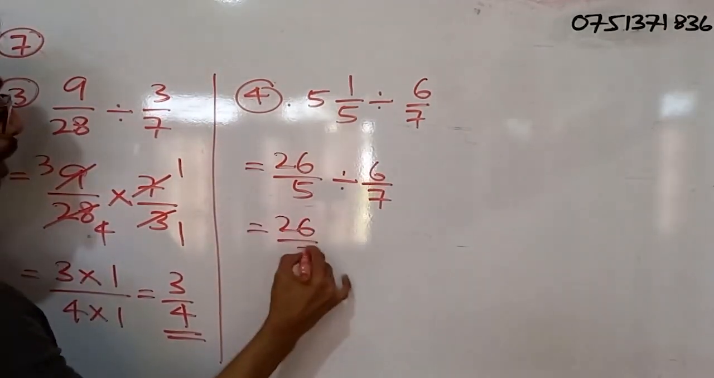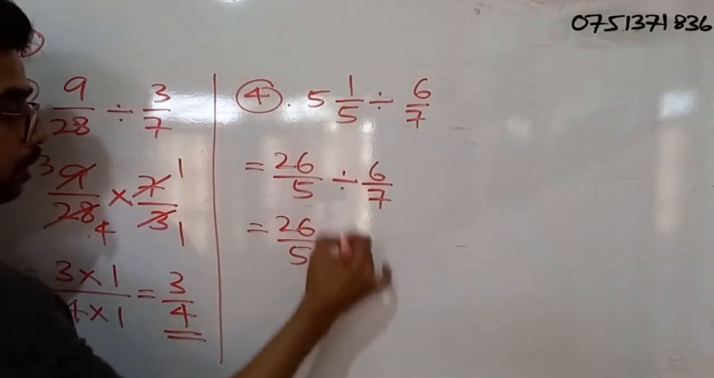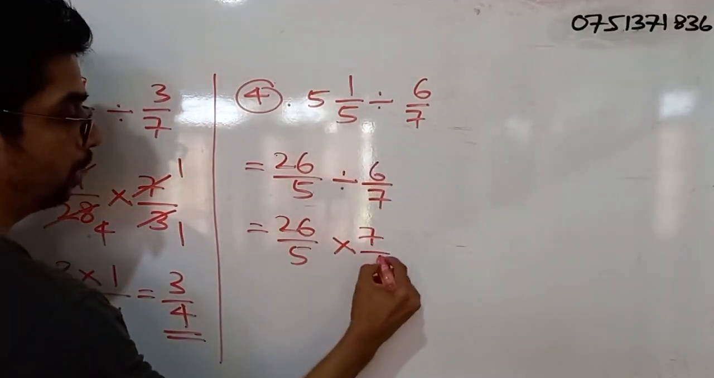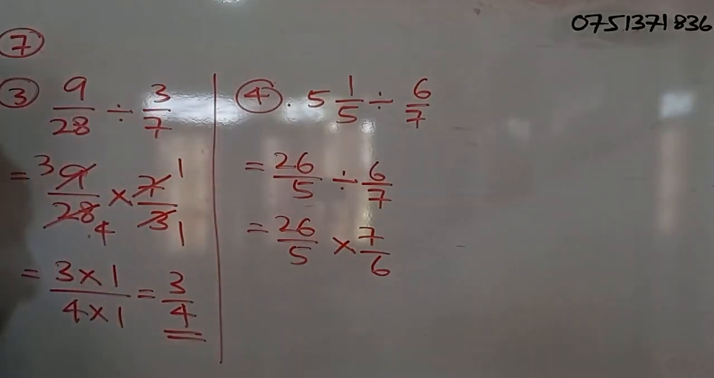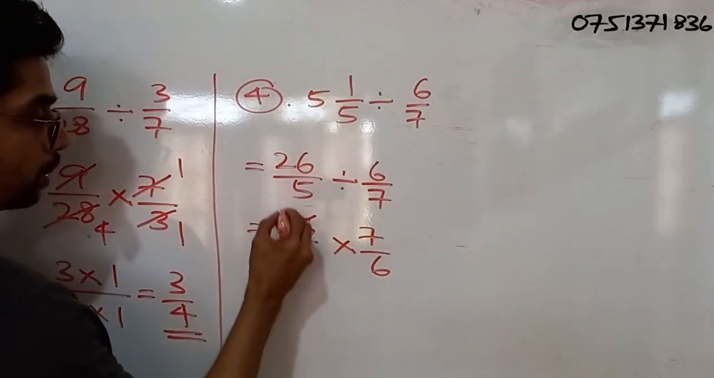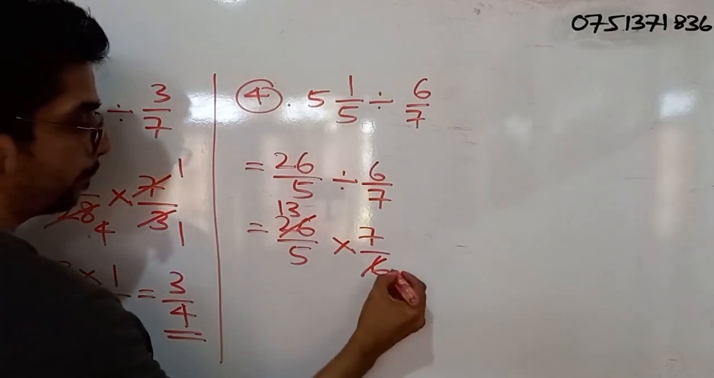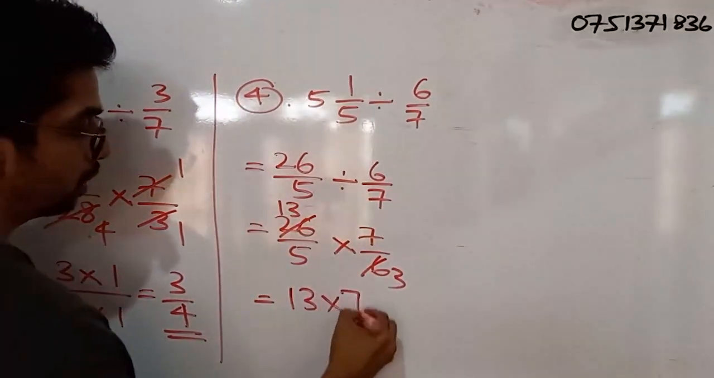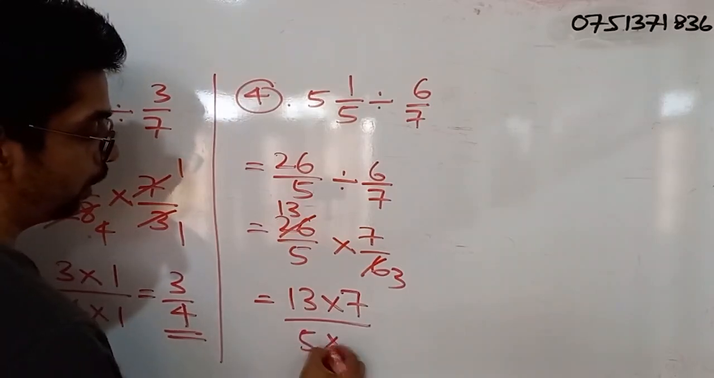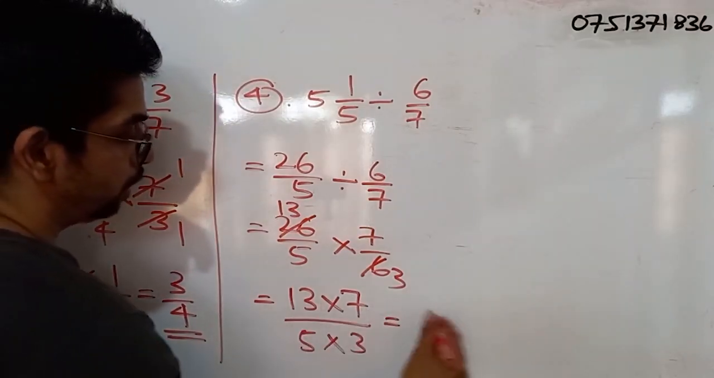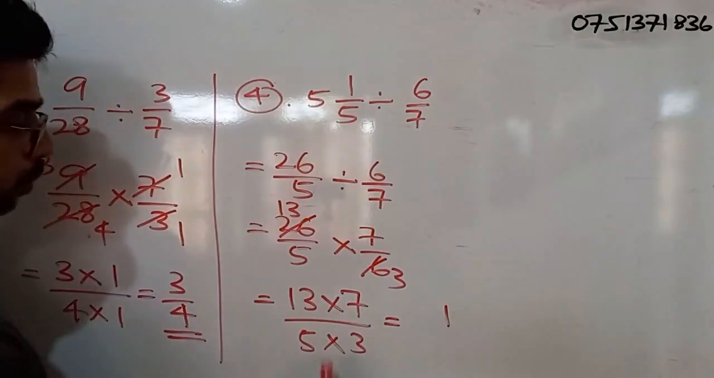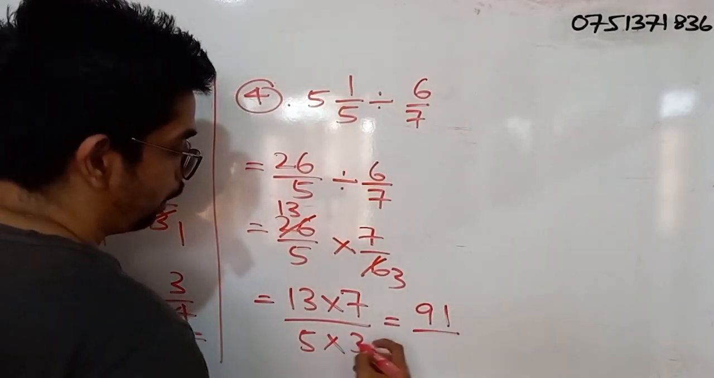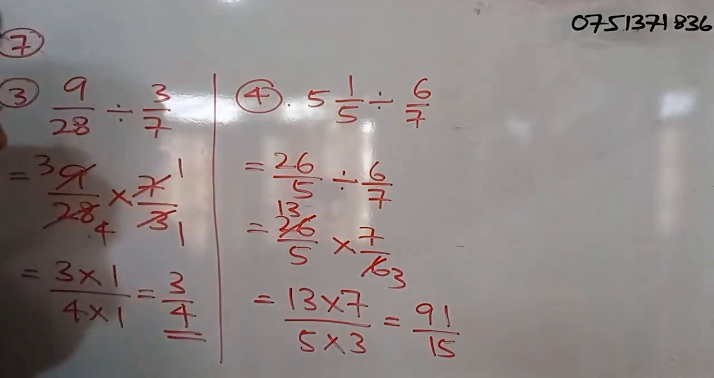Then 26 by 5. Division, change to multiplication and write the reciprocal. So 7 by 6. Right? So we can do some simplification. Then 13 times 7 into 5 times 3. So 7 times 3 we know that is 21. So we have to carry the 2. 7 times 1 that is 7. Add the 2 it becomes 9. 5 times 3 we know that is 15.